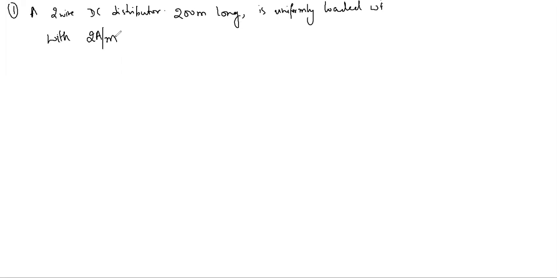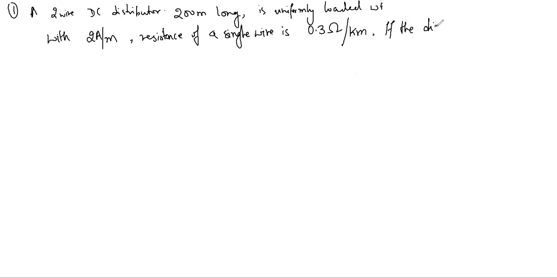Resistance of a single wire is 0.3 ohm per kilometer. If the distributor is fed at one end, what do we need to calculate?